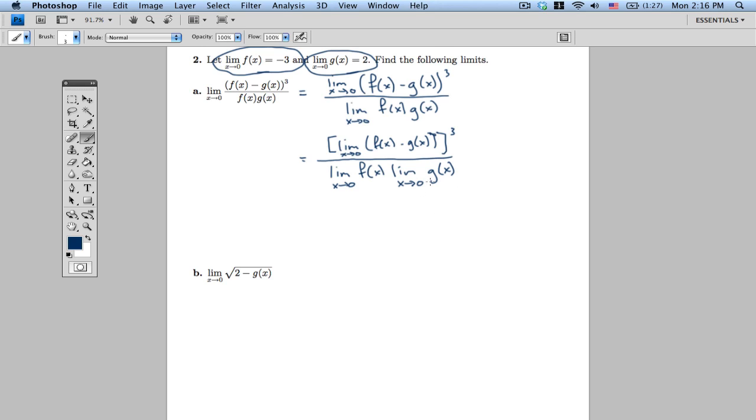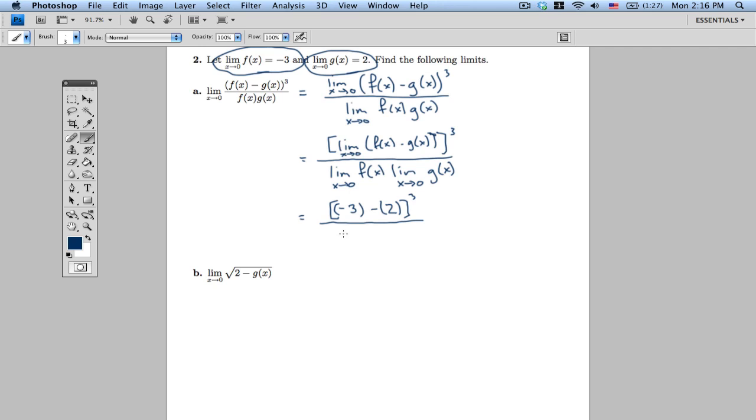So we've got something like that. All right, now we can just go ahead and apply these limits, right? We know that up here, since we've got the limit of something minus another thing, it's the limit of the first minus the limit of the second, right? So up top, we've got the limit of f, which is negative 3, minus the limit of g, which is 2, all raised to the third power.